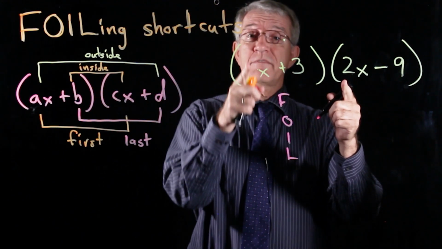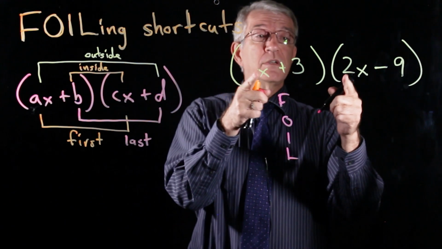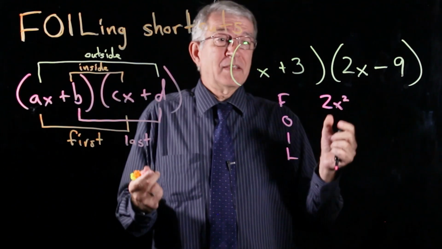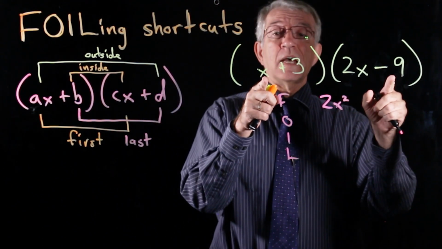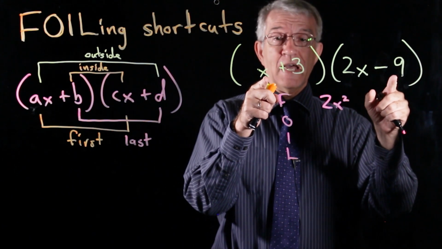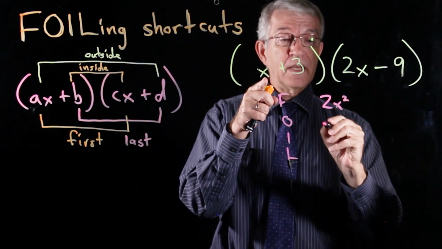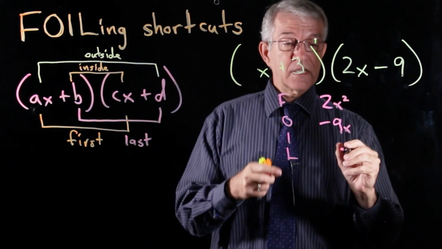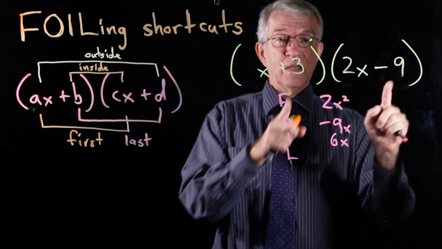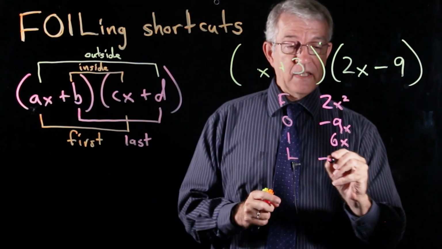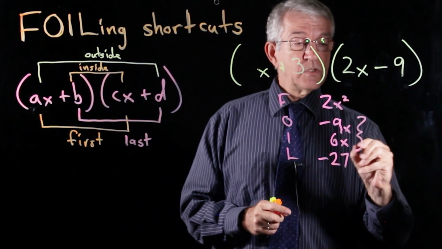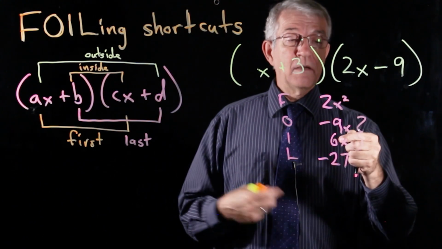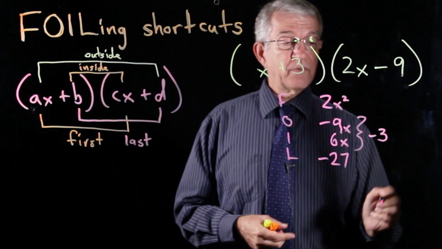2 times, there's an invisible 1 there. So 2 times 1 is 2, x squared. And I don't even have to write the separate letters. We do the outside. This is a negative 9 times this invisible 1, so negative 9x. The inside, 2 times 3 is 6, 6x. And the last, 3 times a negative 9 is negative 27. And as usual, the inner terms, the middle terms combine. So negative 9 plus 6 is negative 3.